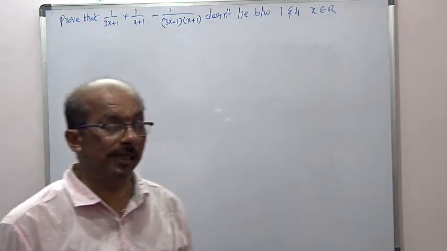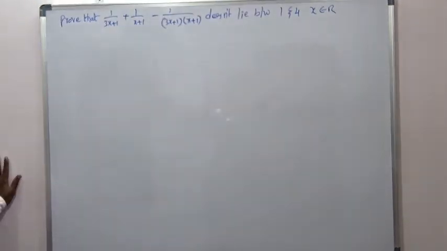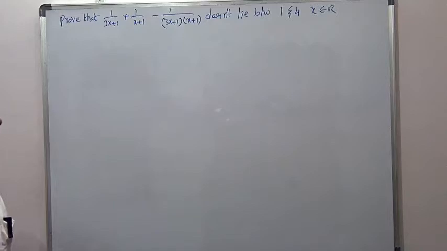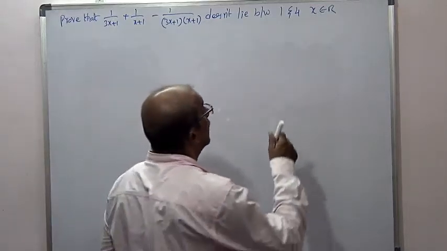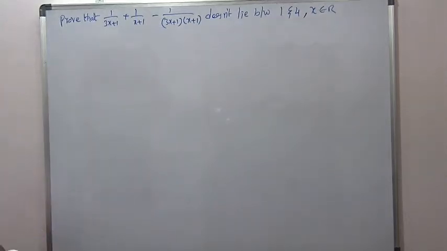Now take another example: 1/(3x+1) + 1/(x+1) − 1/((3x+1)(x+1)) does not lie between 1 and 4, where x belongs to R. First, to simplify it, let's work on this expression.